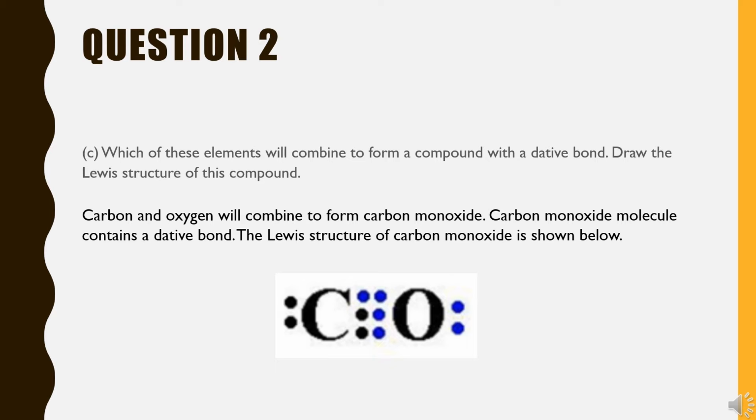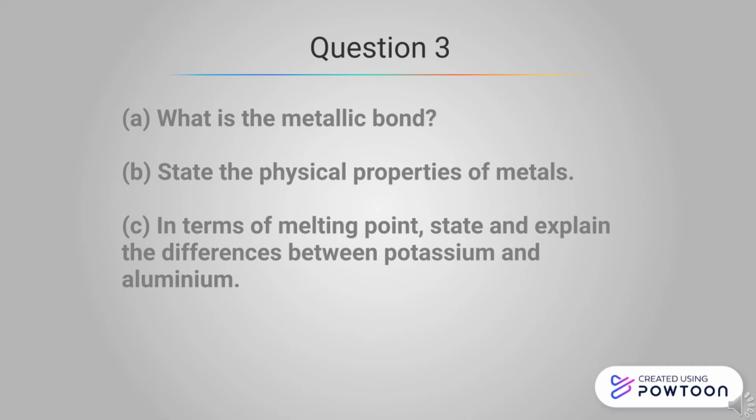The black dots are valence electrons for carbon, while blue dots are valence electrons for oxygen. We can see that one of the bonds consists of 2 blue dots, meaning that the 2 electrons of the bond are coming from the oxygen atom. Therefore, oxygen atom is the electron pair donor, while carbon atom is the electron pair acceptor. So, the bond is a dative bond.